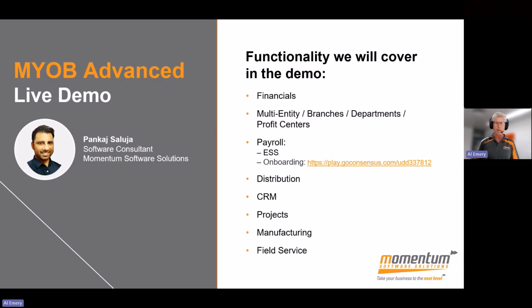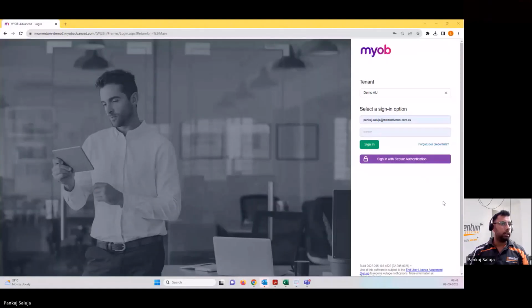One of the key things that Advanced does very well when compared to Exo is if you've got multiple companies, and if you do, you'll have multiple Exo databases, you can combine them all into one MYOB Advanced database, but still have separate financial reporting for each company. We're going to have a close look at the payroll and then an overview of each of the other key modules. So I'll just stop sharing my screen and hand over to Pankaj. I believe everyone can see my screen.